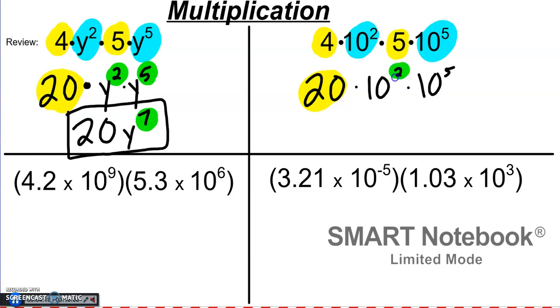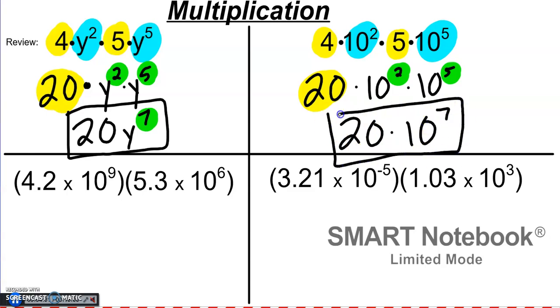Well, we have 10 squared times 10 to the 5th. It's the same base, so we're going to add the exponents. So we get 20 times 10 to the 7th. Right? Now, this isn't technically written in scientific notation because 20 is bigger than 10, right? But this is how we apply these properties. If we wanted to have a final answer, it would be 2 times 10 to the 8th.